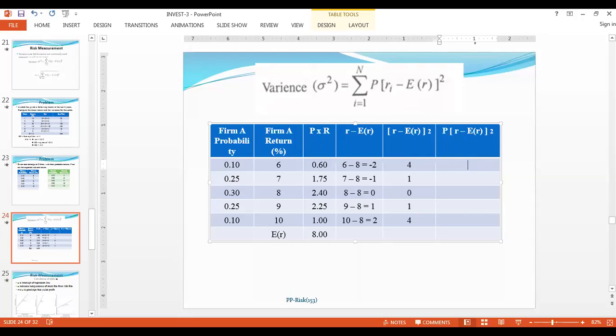You multiply 0.1 into 4. What will you get? 0.4, right? This is what you're going to get. Multiply the same thing for all the values. So you'll get 0.4. Next, you get 0.25. Next, 0. Next, you get again 0.25. Next, you get 0.4, and then 0.2.